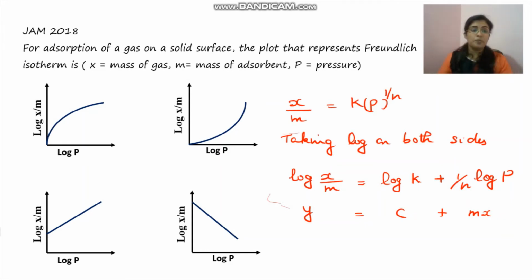So I can say the graph given here is the right graph, with this being the intercept, which is log k, and the slope of the graph is given by 1 by n. So this is the right answer for this question.